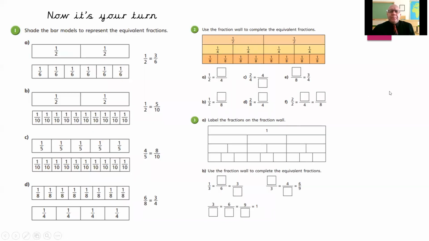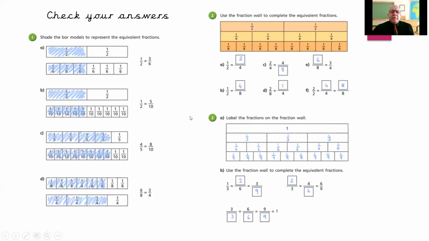Right, your turn. Pause the video now. Question 1 is all about shading the right amount in each of these bar models. Question 2, using the bar models to help you complete these fractions. And question 3, labeling a fraction wall and then using that information to help you. Okay, so pause the video, have a go. Right, here are your answers. Please mark your own work.